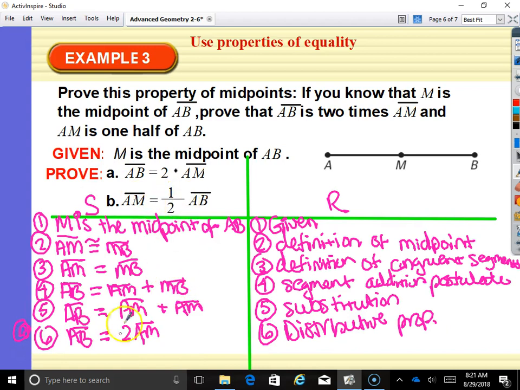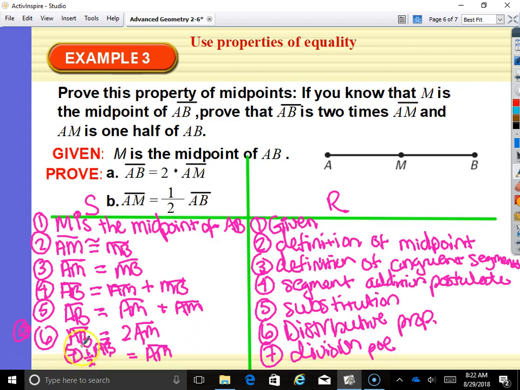Now to get to B, what do I have to do to this to get here? So I want AM to be solved, and all I'm going to do is divide by 2 on both sides, right? And I would have 1/2 AB equals AM. And how did I do that? I just multiplied by 1/2 on both sides, or divided by 2, right? So that's your division property of equality, because you divide by 2 on both sides.